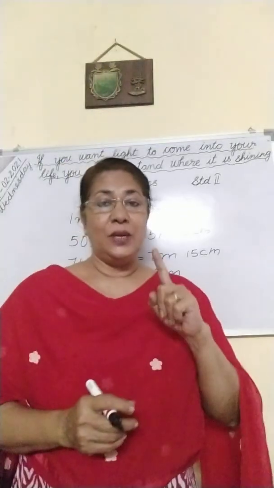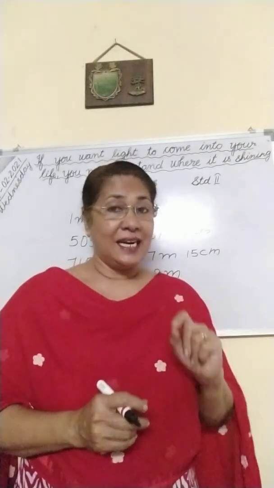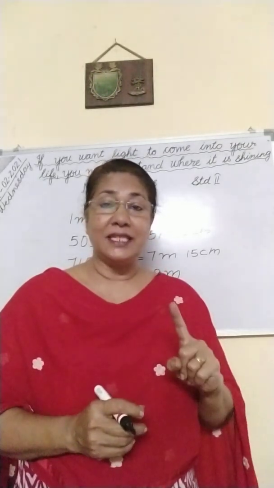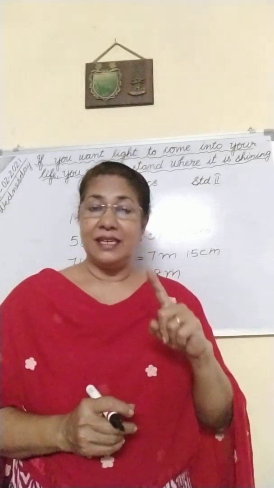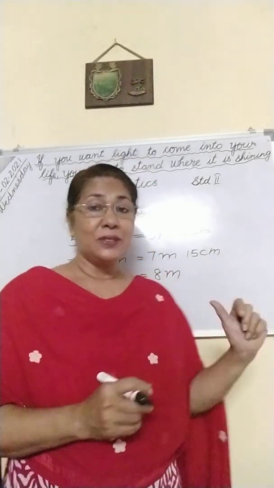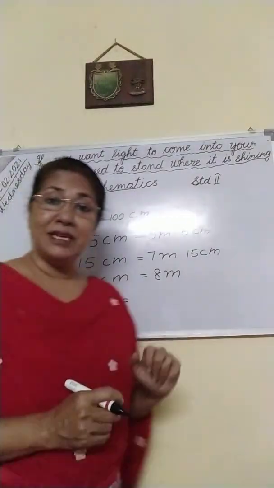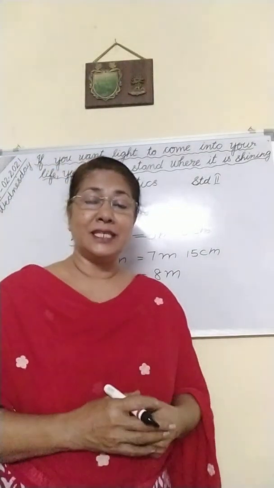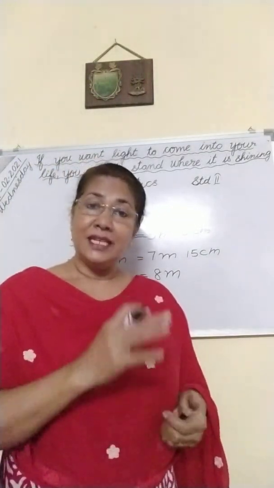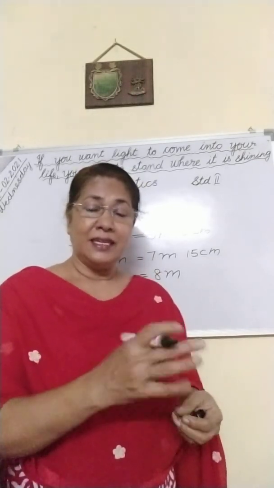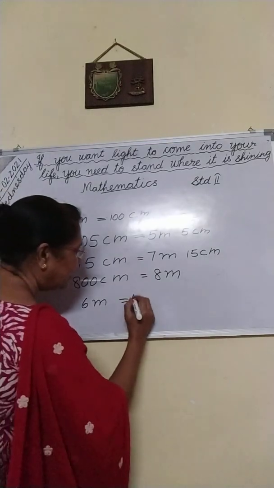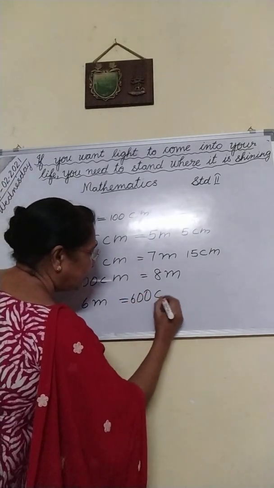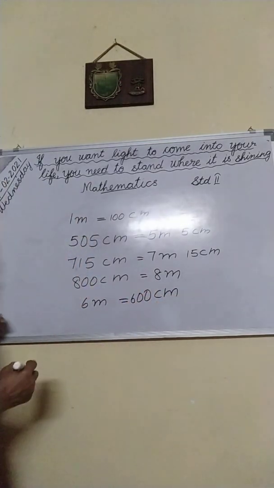We learned in 1 meter there are 100 centimeters. In 1 meter there are 100 centimeters. So here it is 6 meters. So in 6 meters, how many centimeters? Yes, 6 into 100. 6 into 100, that is 600 centimeters.